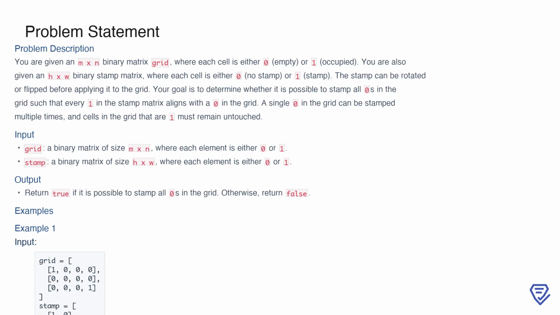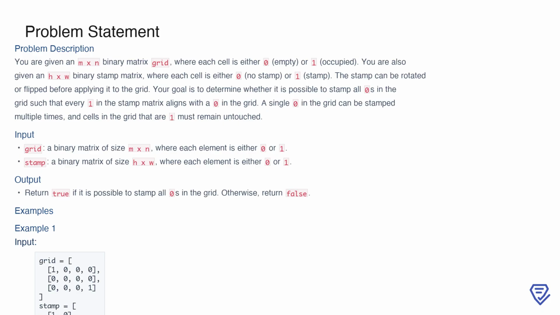The grid is an m by n matrix where each cell is either 0, representing an empty space, or 1, representing an occupied space. The stamp is an h by w matrix, and its cells are also binary, with 1 indicating a part of the stamp and 0 meaning no stamp. The challenge is to determine if it is possible to use the stamp to cover all the 0s in the grid. To do this, every 1 in the stamp must align exactly with a 0 in the grid, and the stamp cannot overlap any 1s in the grid.